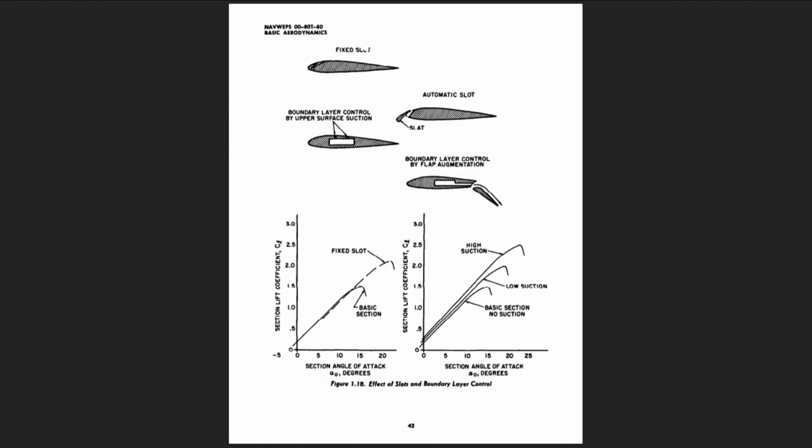The effect of surface suction boundary layer control on lift characteristics is typified by Figure 1.18. Increasing surface suction produces greater maximum lift coefficients which occur at higher angles of attack. The effect is similar to that of a slot because the slot is essentially a boundary layer control device ducting high energy air to the upper surface.